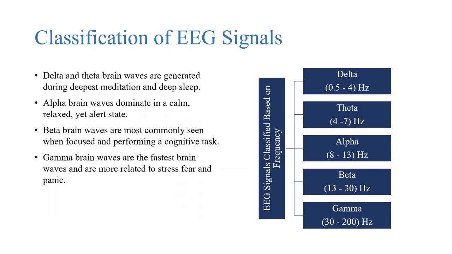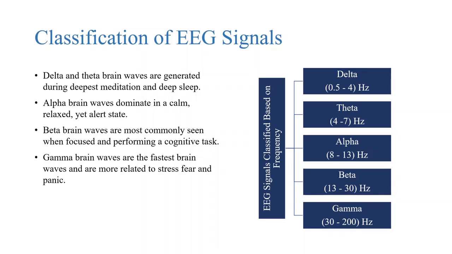These EEG signals are basically classified based on the frequencies. Coming to delta waves, they range from 0.5 to 4 hertz, and theta ranges from 4 to 7 hertz. And both these brain waves, that is delta and theta, are generated during deepest meditation and deep sleep.